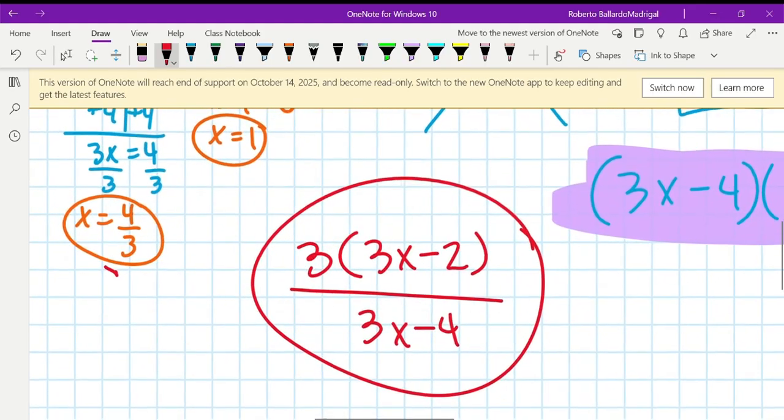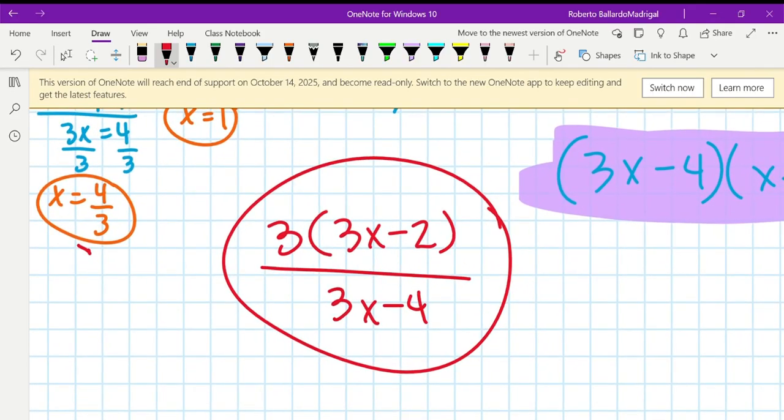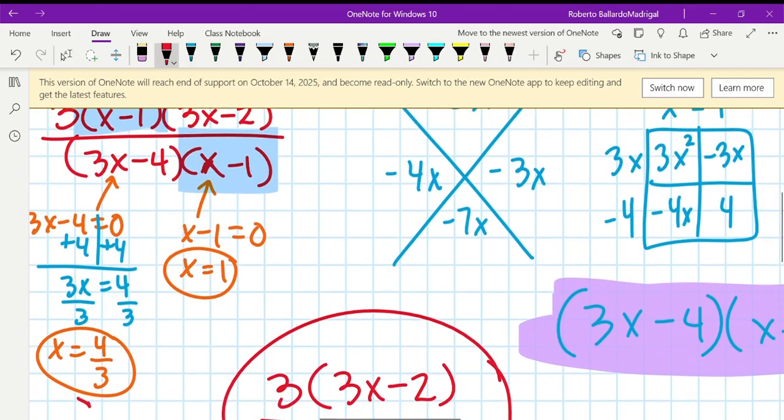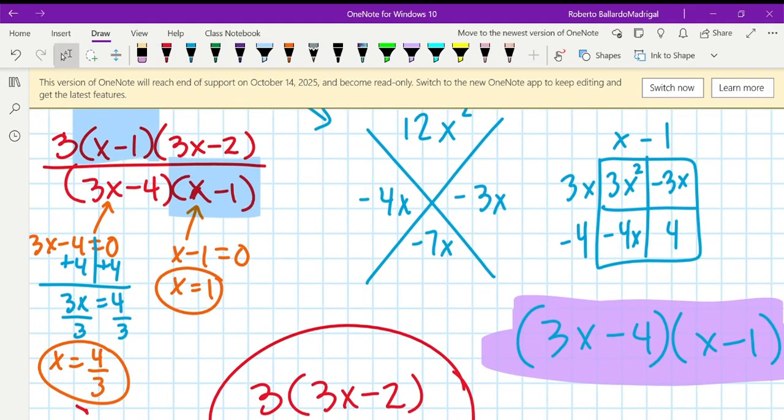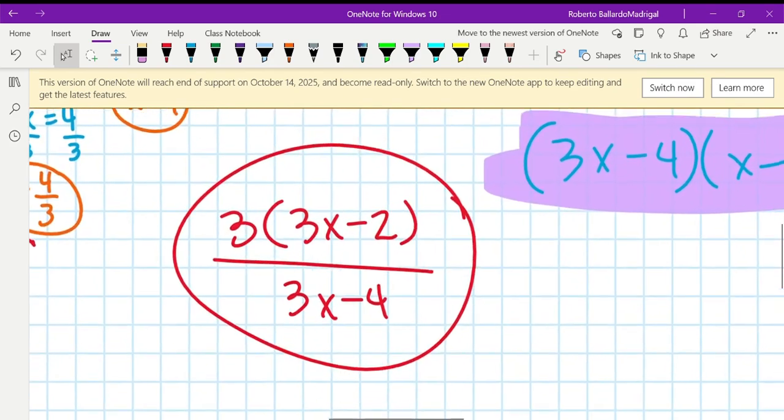Yes, question. Why am I not doing it to the top? To this? I can't cancel this one and this one out, because this is a 2 and that's a 4. They're not the same. Yeah, this is different. This is the excluded value. So we only do that to the bottom. I didn't do it to the top. Excluded values are only done to the bottom. Yes. Okay, there is your final answer.